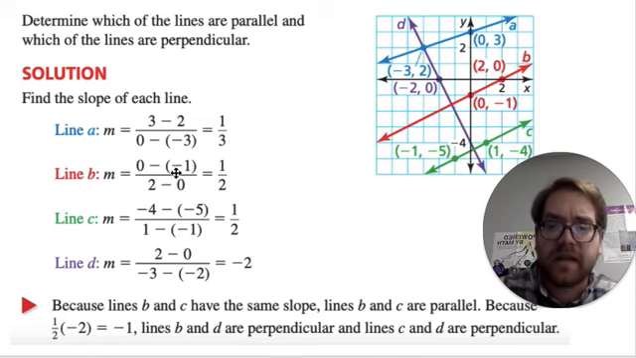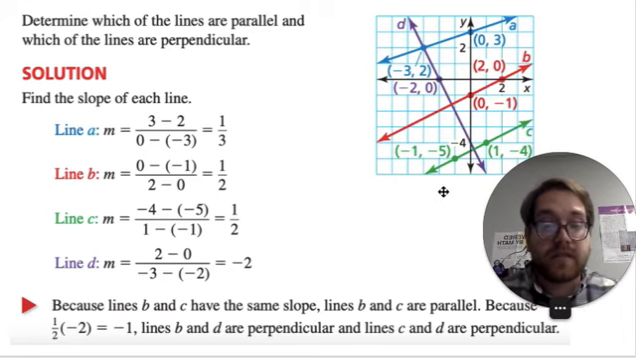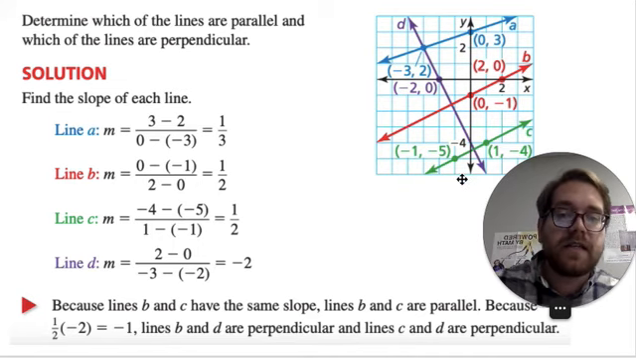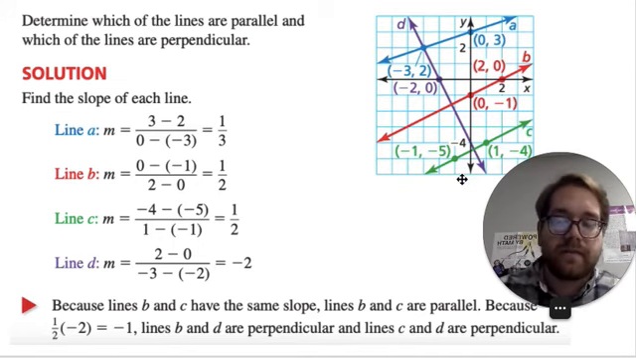Line B has a slope of 1/2. Line C has a slope of 1/2. Okay, so these two lines have a slope of 1/2. Are those the same slope? Yes. So that means they're parallel to each other. Okay? Line B and line C have the same slope, so they're parallel to each other.